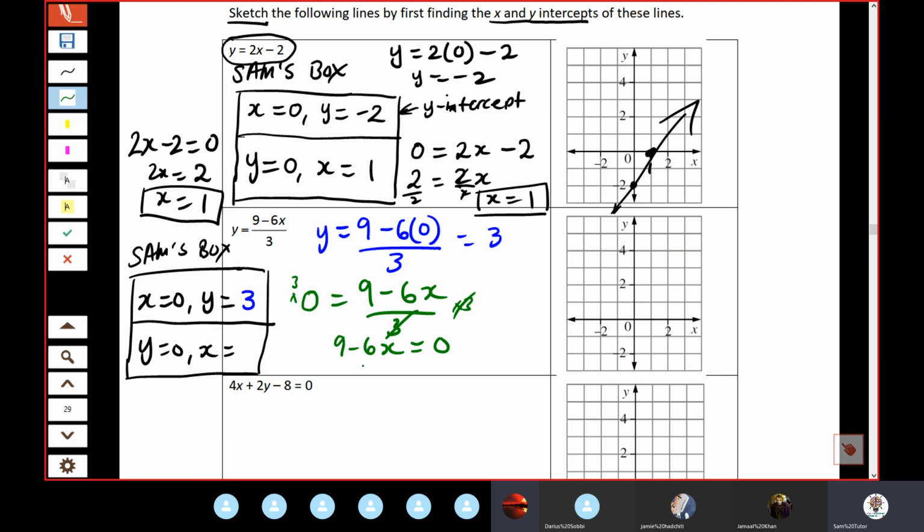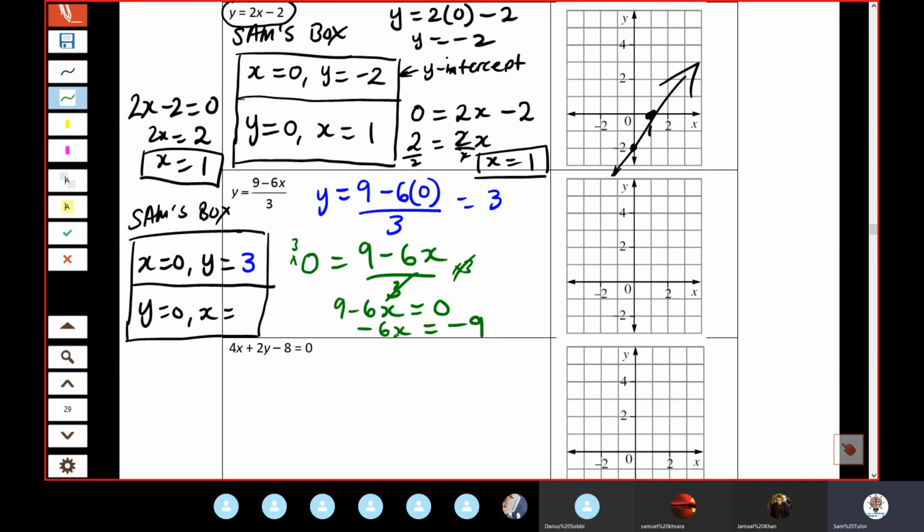Minus 9 from both sides. Beautiful. You can see why we emphasize equations for so long, because as you come into this stage of your maths career, it's pretty much in every topic. And then what do we do to everything now? Divide by negative 6.